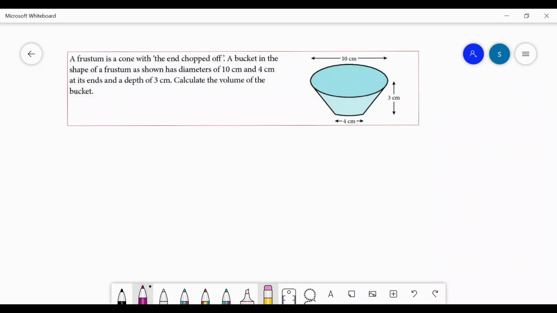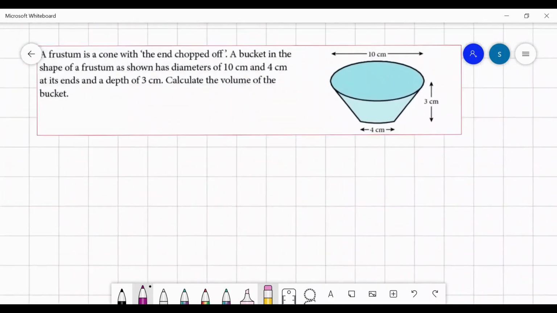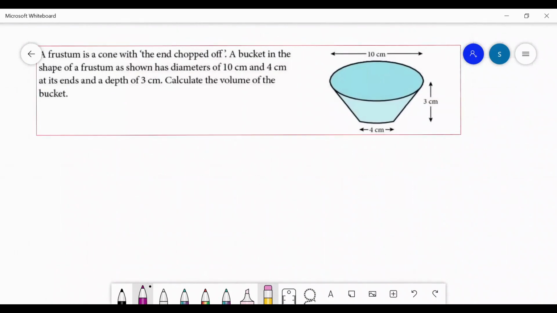Now, right off the bat, we do not have any direct formula for a frustum in your syllabus. So we're going to get a little creative and try to find an equation so that we get the volume of the bucket. So let's try to draw the complete cone.